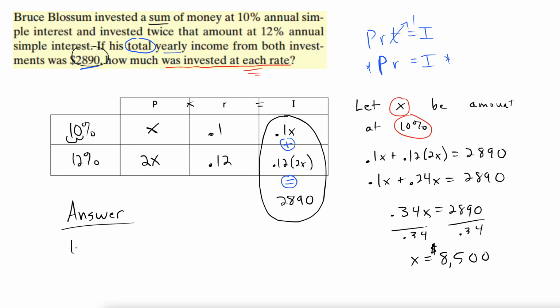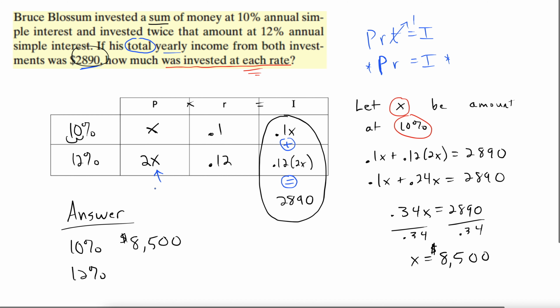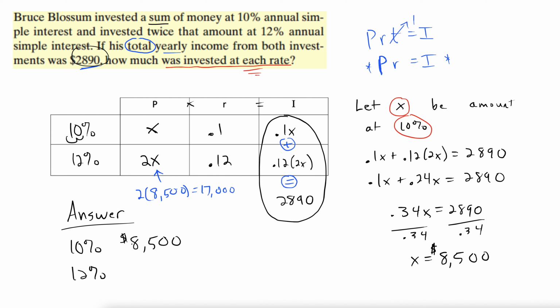We have 10% rate, 8,500. 12% rate. Well, now I guess we do need our table, because we're going to plug in right here for X, 8,500. I won't leave the dollar sign in there. We plug in for X, so it's 2 times that, 17,000. So that's how much was invested at 12%. 17,000. And both of those together give us our answer.